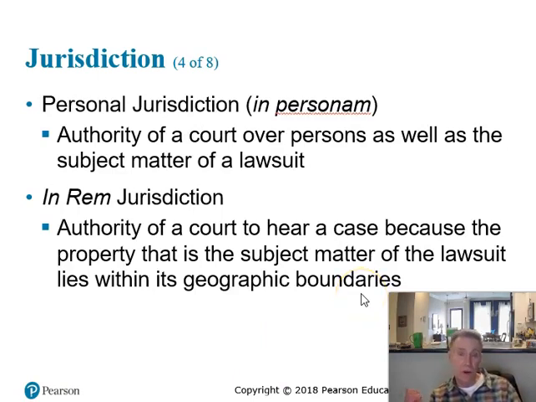Personal jurisdiction, also known as in personam, is the authority of a court over persons as well as the subject matter of a lawsuit. In rem jurisdiction is the authority of a court to hear a case because the property that is the subject matter of the lawsuit lies within its geographic boundaries. So, for personal jurisdiction, it's a state court. What happens when someone doesn't live in the state? Does that court have authority over the person? Well, that can depend on some actions that they took. In rem jurisdiction, the actual physical property, maybe it's real estate or a boat, that's being sued over, that's in rem. Rem is thing. So we have in personam, the person, in rem, the thing.